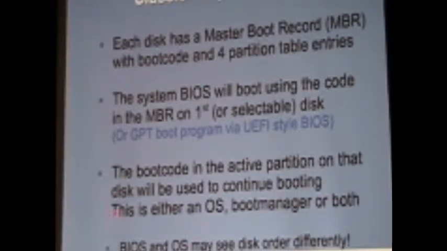Okay, then on the MBR thing, boot code will usually be in the active partition, or it could be a boot manager. This is also trickery. Your BIOS may list the disks in your system, if you have more than one, in a different order than your operating system labels them, because they could have different mechanisms for enumerating disks. That sometimes causes problems with drive lettering, or letting you pick the wrong disk to wipe clean. So be aware of that.